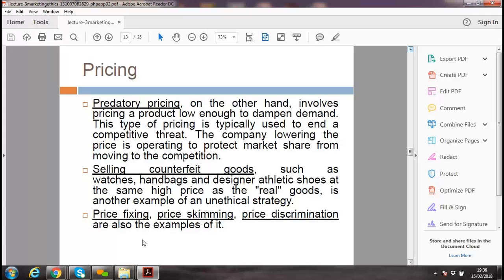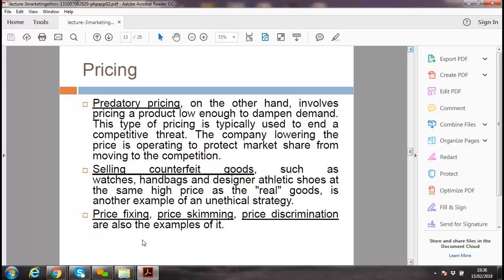Because what will happen? We'll take a loss for a few months, a few years. Local companies will be out of business, and then we'll increase our price. That's called dumping. There is legislation, anti-dumping. You can't do it. You can't sell for less than the cost. You have to sell at the cost price or more than the cost. Then selling counterfeit goods such as watches and handbags.